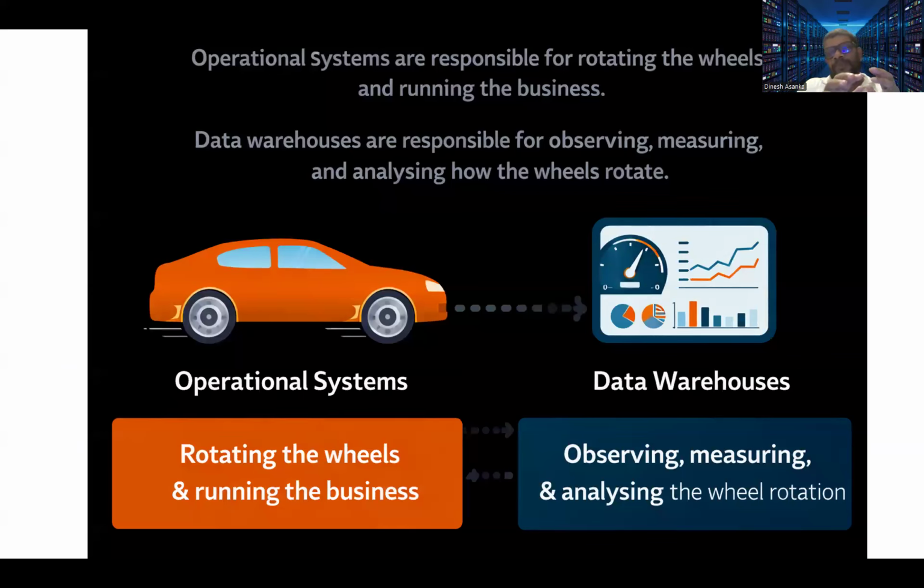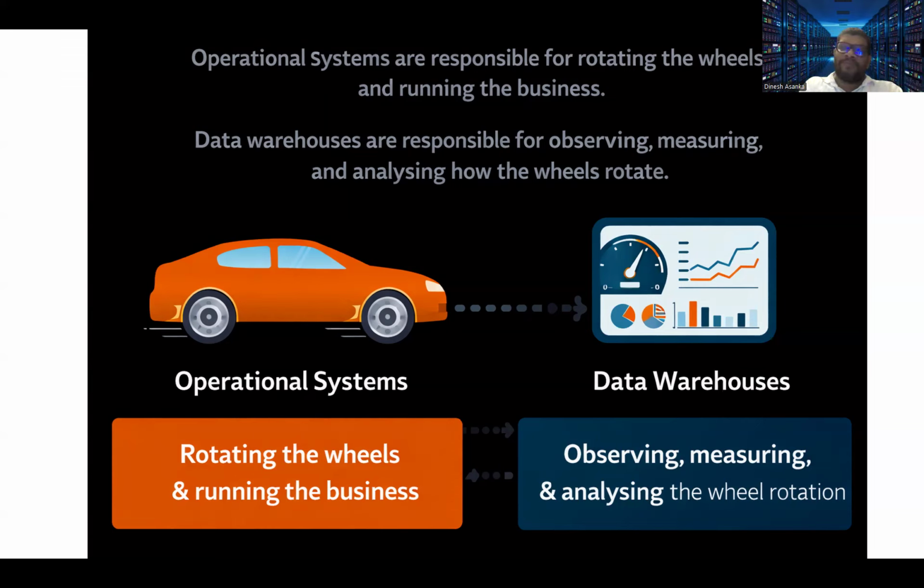This is a classical example from Ralph Kimball again, his comparison between operational systems and data warehouses. He's saying operational systems are rotating the wheels. Data warehouses are observing, measuring, and analyzing how the wheels rotate. Now, if I ask you what is more important? The more important part, no question, is rotating the wheels, which means in an organization, operational databases are very important. The data warehouse is monitoring it, which is also very important.